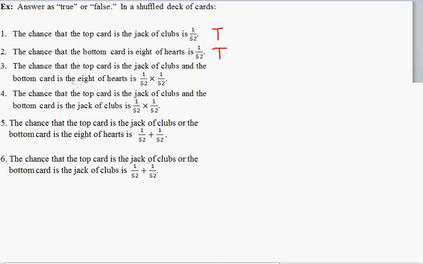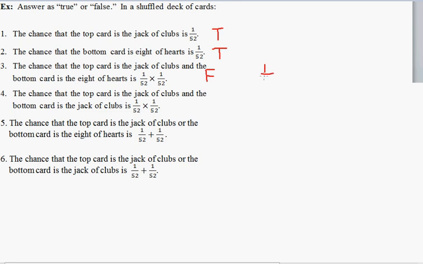3. The chance that the top card is the Jack of Clubs and the bottom card is the 8 of Hearts is not 1 over 52 times 1 over 52. That's false. It's an AND question, so we do multiply, but we have to multiply the probability of the first event times the probability of the second event, given that the first event happened. In other words, the top card being the Jack of Clubs and the bottom card being the 8 of Hearts are not independent, and so I have to worry about the probability changing for the second event.